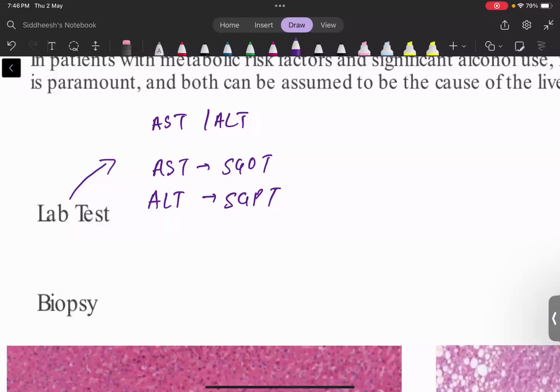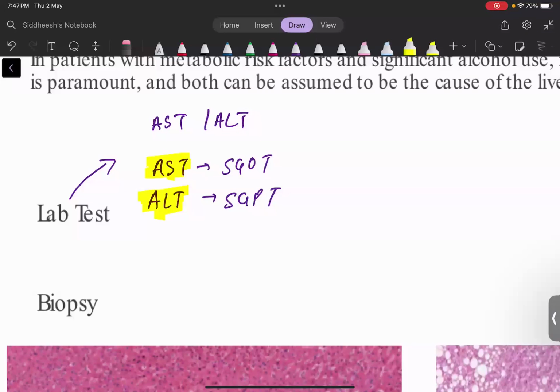Now my second question. Out of AST and ALT, which is more specific for the liver? Out of AST and ALT, which is more specific for the liver? AST or ALT? Anyone? ALT, ALT. Okay. AST. Others? Okay.